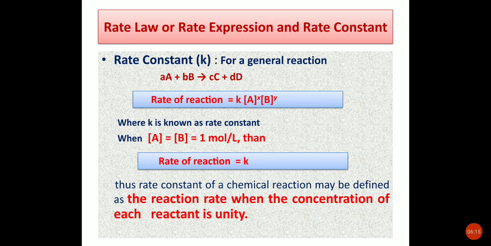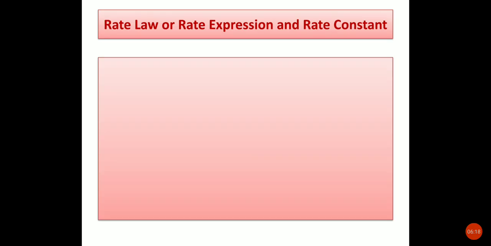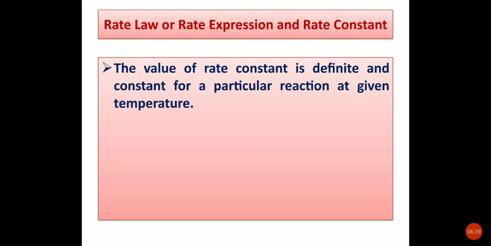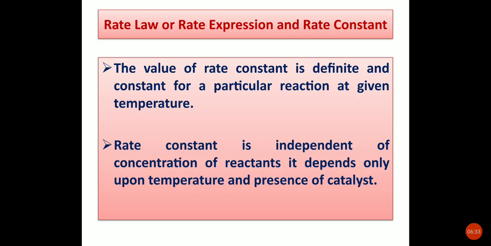It is a reaction rate when the concentration of each reactant is unity. The value of rate constant is definite and constant for a particular reaction at a given temperature. Rate constant is independent of concentration of reactants. It depends only upon the temperature and presence of catalyst.